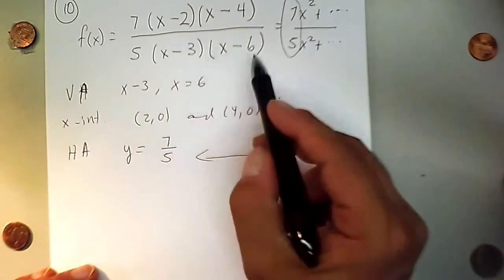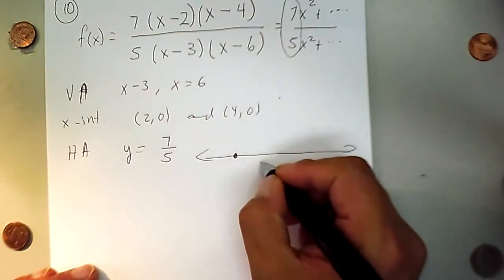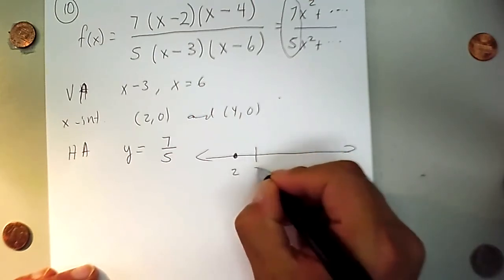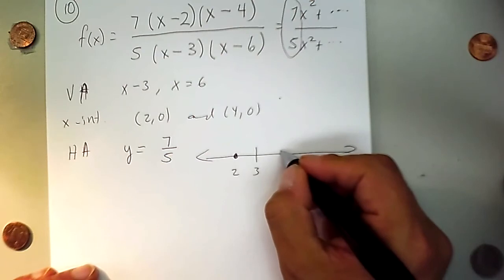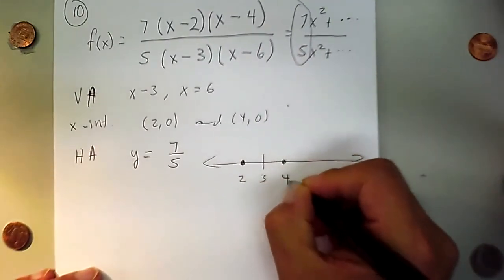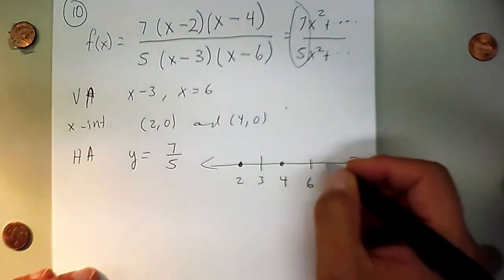2 is an x-intercept. Then we got 3, a vertical asymptote. And then we got another x-intercept, 4, after that. And then another vertical asymptote, 6.